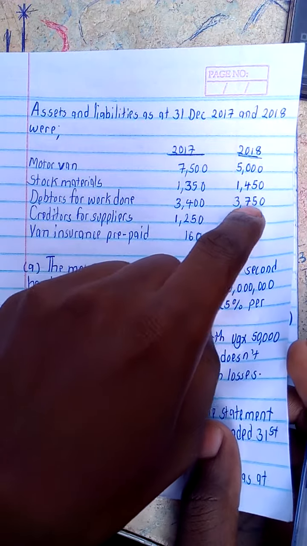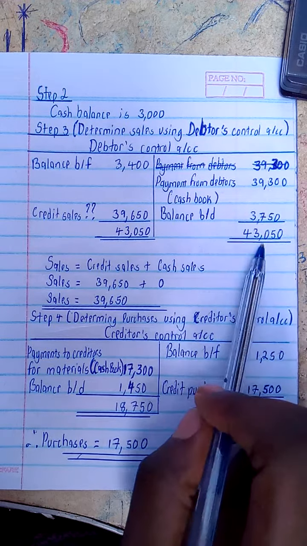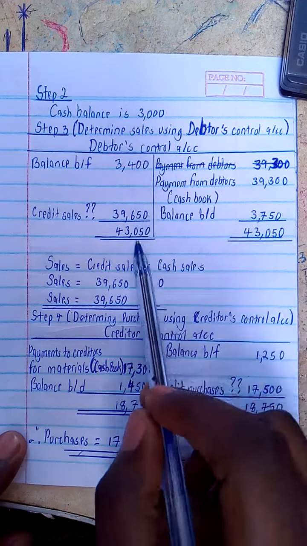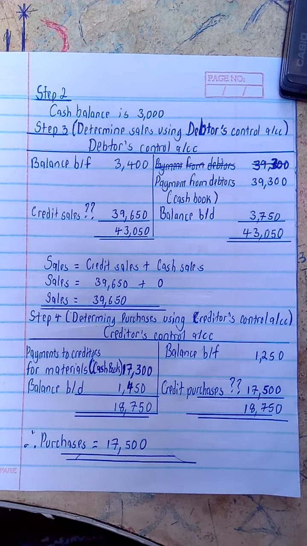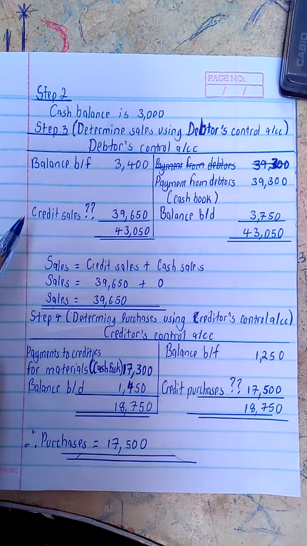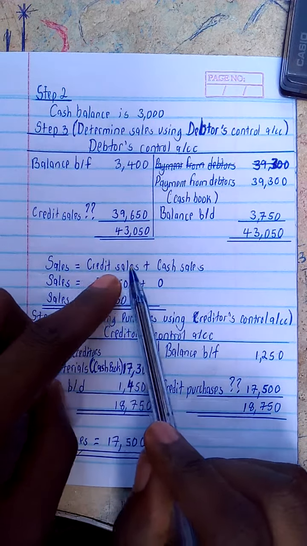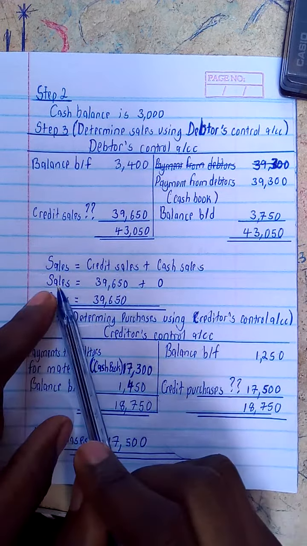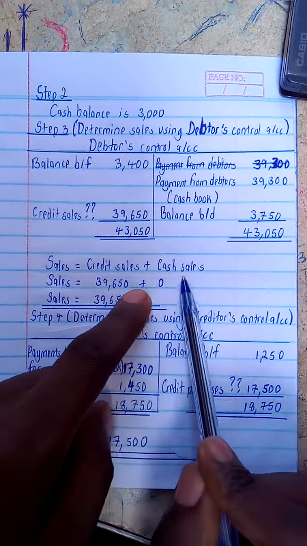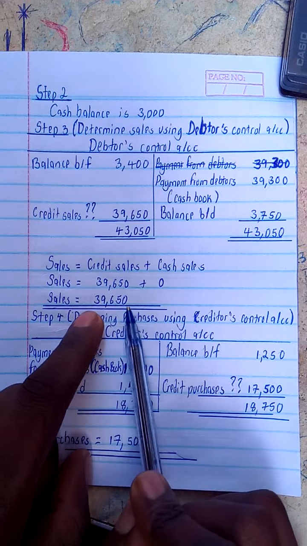It's what I drop here, and after balancing this side, the balancing figure will be the difference between this and this, which will give me the amount of the credit sales. So from that, I can say sales is equal to credit sales plus cash sales. I don't have cash sales, which is 0. So my sales is going to be this amount.